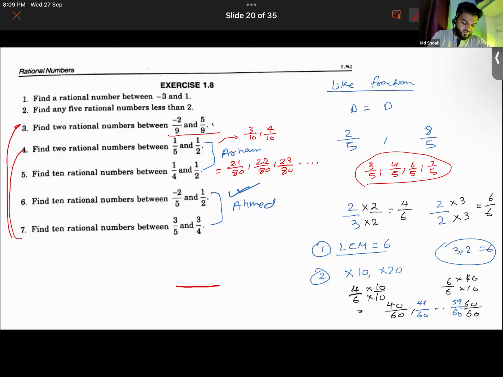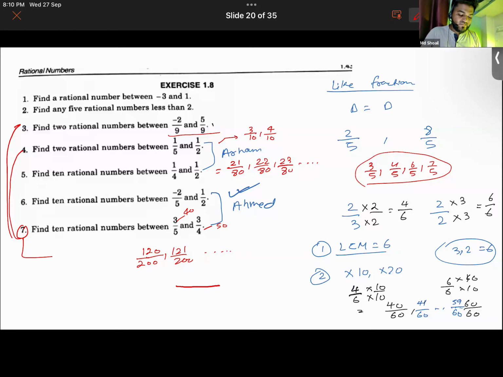Ahmed, for question number 7? The answer is 121 upon 200, 122 upon 200, 123 upon 200, 124 upon 200, 125 upon 200, 126 upon 200, 127 upon 200, and so on. Here you would have multiplied with 40, and here you would have multiplied with 50. Good.